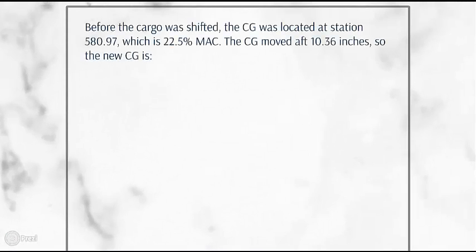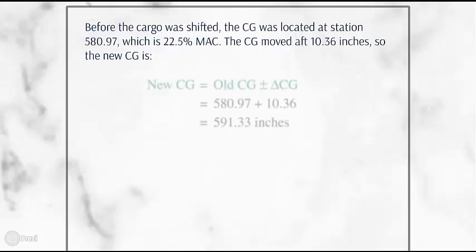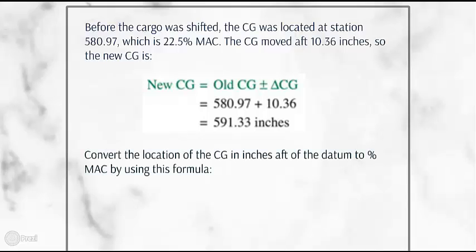Before the cargo was shifted, the CG was located at station 580.97, which is 22.5% MAC. The CG moved aft 10.36 inches, so the new CG equals old CG plus or minus change in CG. Substituting the values, it will be 580.97 plus 10.36 equals 591.33 inches.